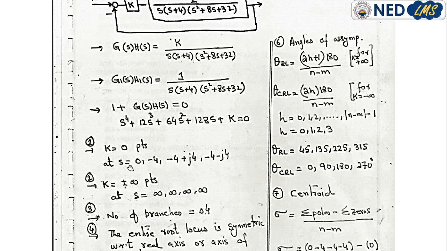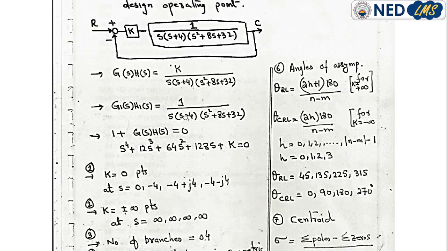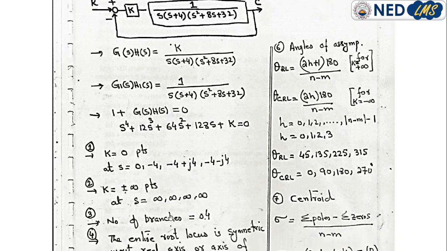Now next we have to apply the properties in order to sketch the root locus. The K equals 0 points lie at 0, -4, and the remaining two are the roots of this factor, -4 plus j4 and -4 minus j4. Next property is the K equals plus or minus infinity points. We have no finite zero here, meaning all these zeros are at infinity, where K has positive or negative infinity value.